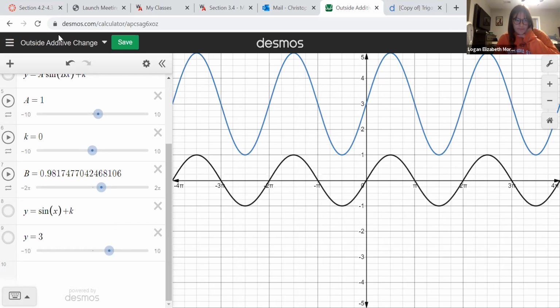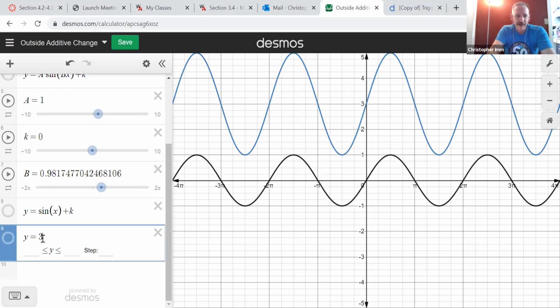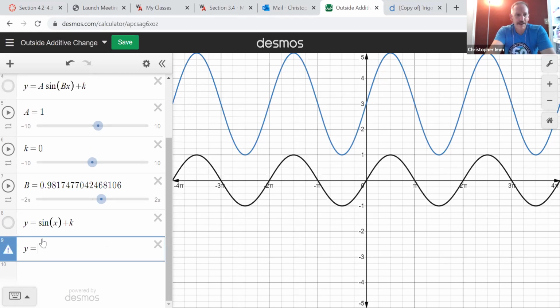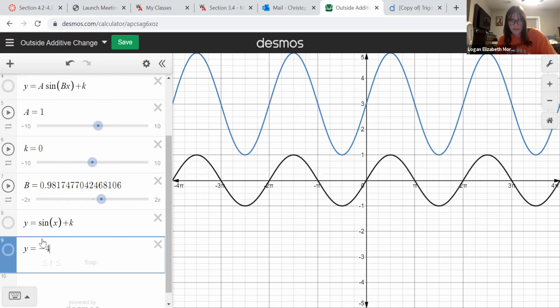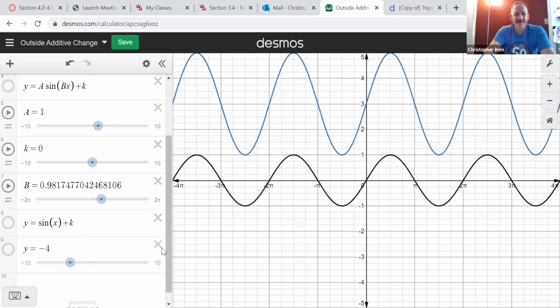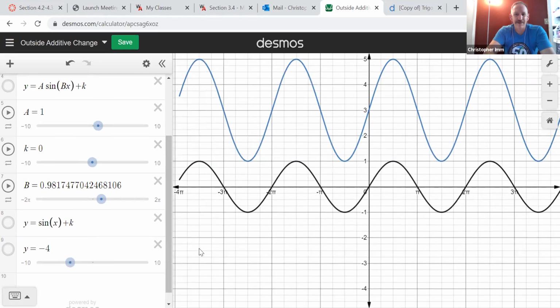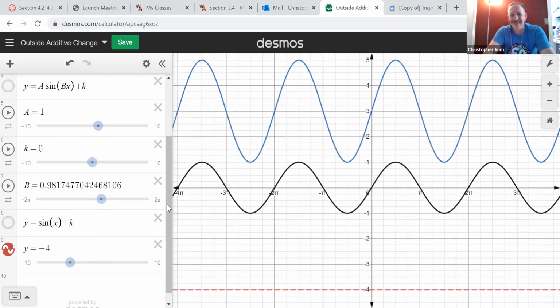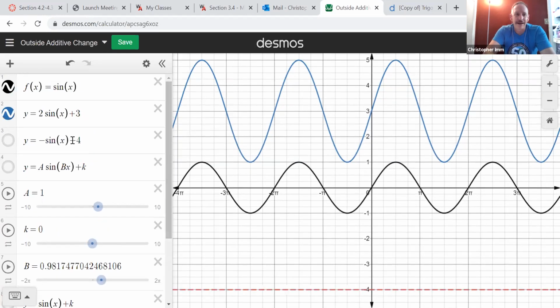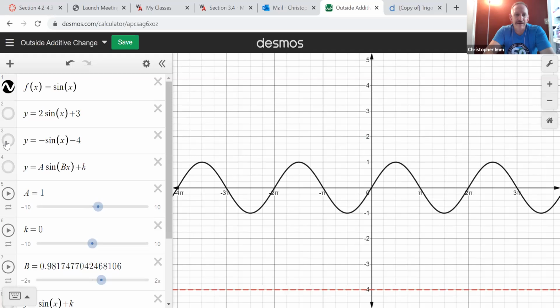So that negative out in front is going to flip it. It's not going to change the amplitude though. The -4 is going to move it down 4. So where will our midline be, Logan? Where should I put our midline? 4 or -4. -4, perfect. All right, let's check that out. And then let's go ahead and turn this on.